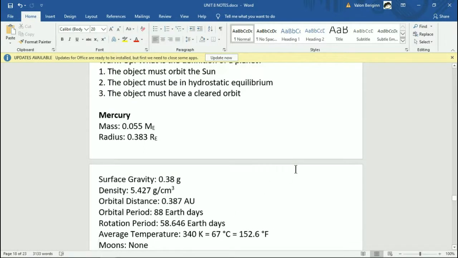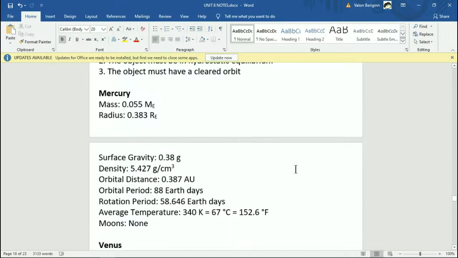Also, Mercury does not have any moons, which kind of makes sense. It's a very small planet, so not having a moon is kind of expected, especially since it's the closest to the sun. If something were to fall into Mercury's orbit, it'd probably just end up falling into the sun anyway, right? So it makes sense that Mercury probably wouldn't have a moon.